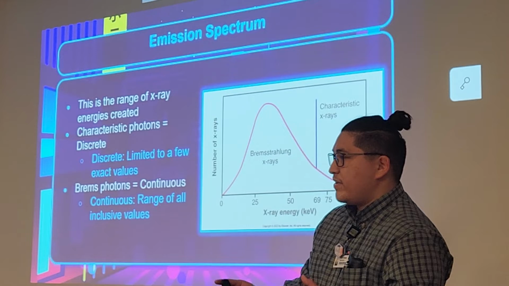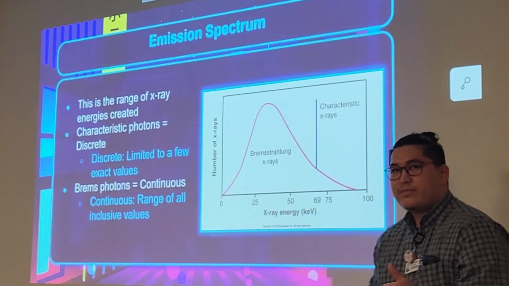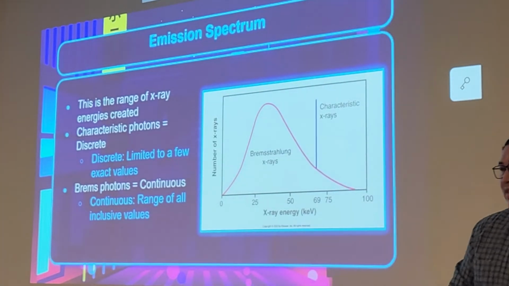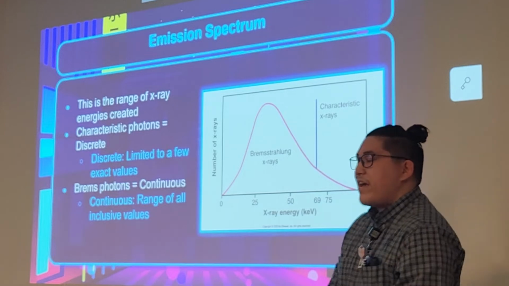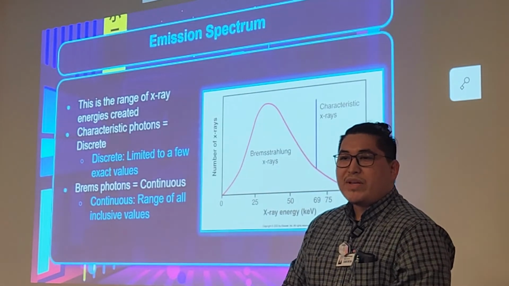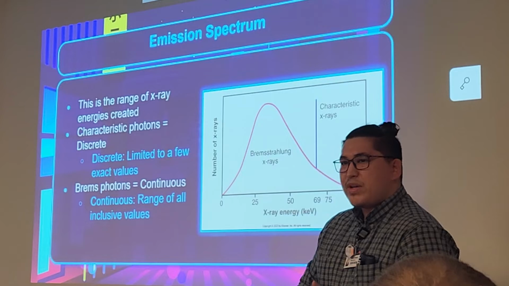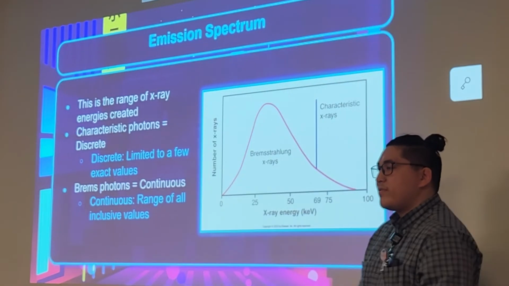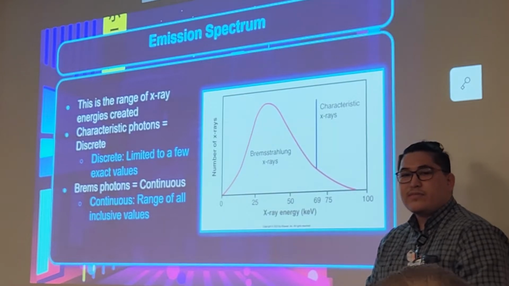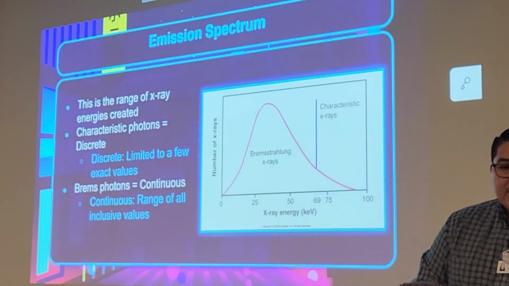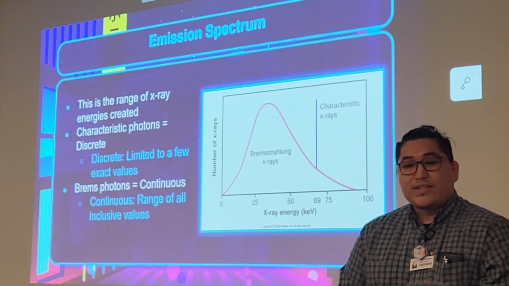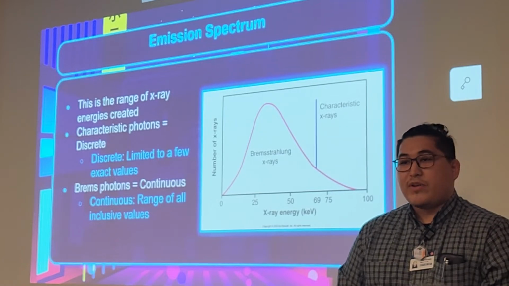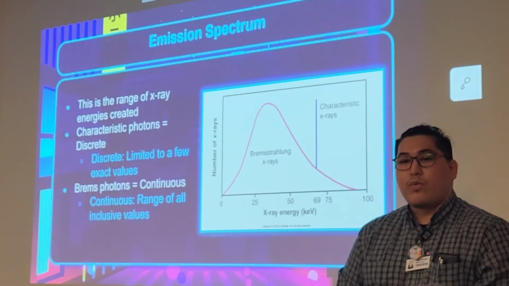Is that making sense, everybody? Okay. So we've talked about things that can affect our beam quality and our quantity. Does anybody know what kind of things would affect that? Anything that we talked about before? So, say for example, what affects our quantity of the beam?